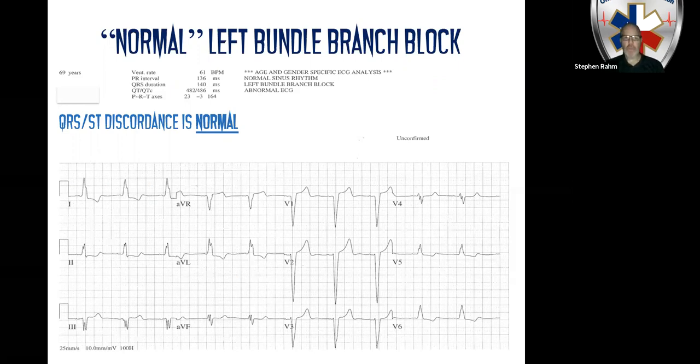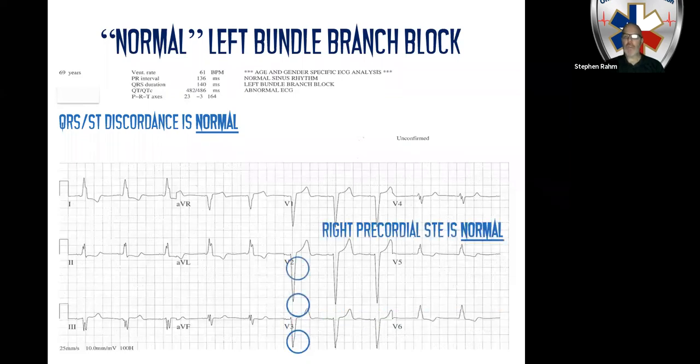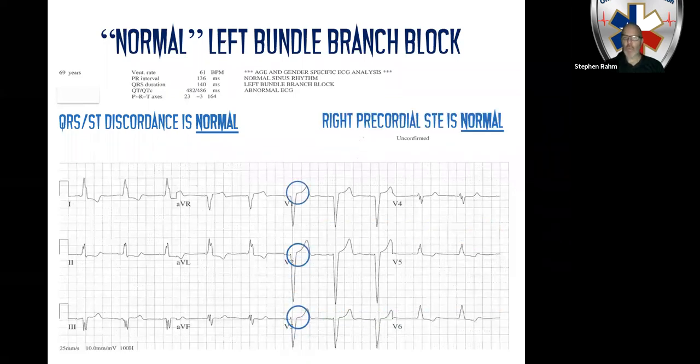And just look at the rhythm for just a second here. Where the QRS complexes are going, the ST segments are going in the opposite direction. That is QRS-ST discordance, and that is perfectly normal. If you look at leads V1, V2, and V3, which typically show discordant ST elevation, you'll notice that that is also normal. Right precordial ST elevation is normal.